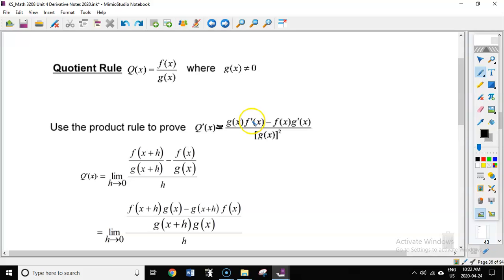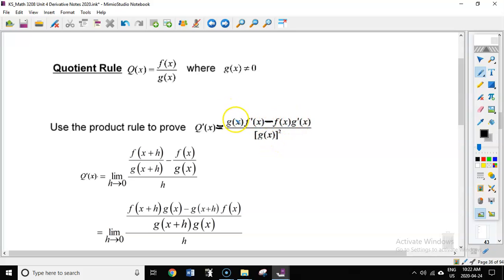Derivative of the numerator, so f prime of x, times the denominator, minus the derivative of the denominator times the numerator, always subtraction, always over the denominator squared. So that's kind of automatic. When you see a denominator, you can just put it in your derivative and square it.